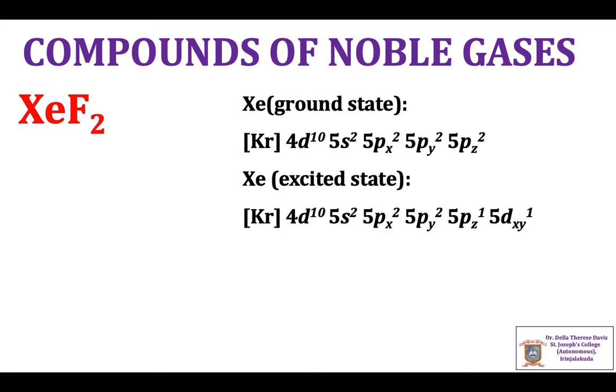The ground state electronic configuration of xenon is krypton plus 4d10 5s2 5px2 5py2 5pz2. It has a complete octet configuration. In the excited state, one of the electrons of the 5pz orbital gets excited to the 5d orbital.